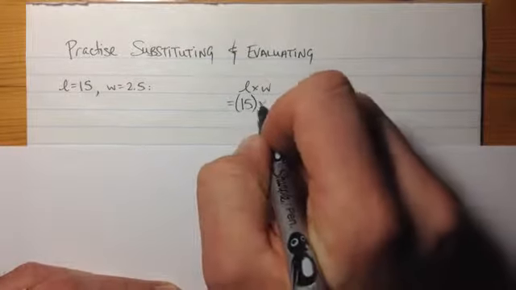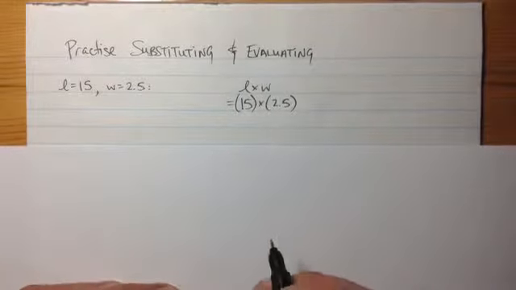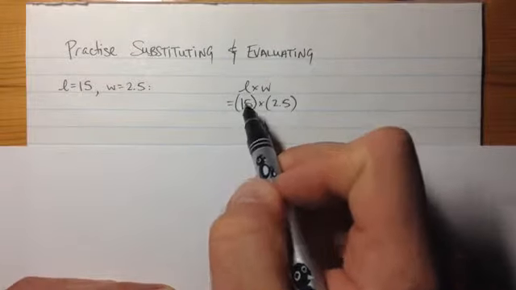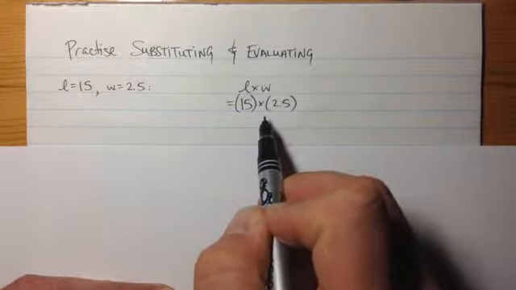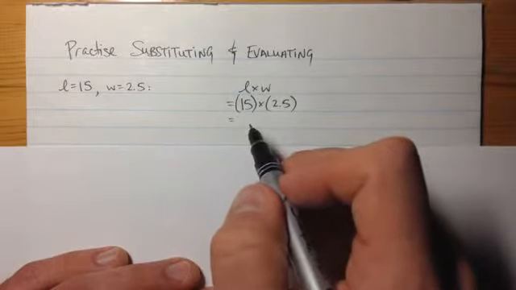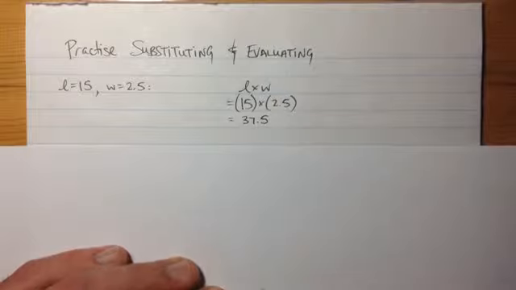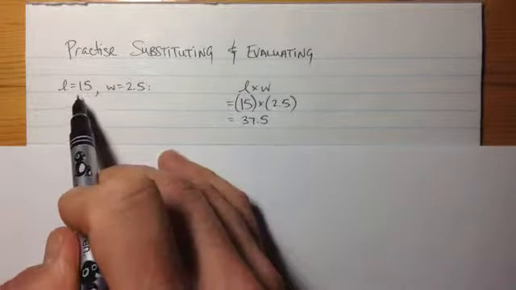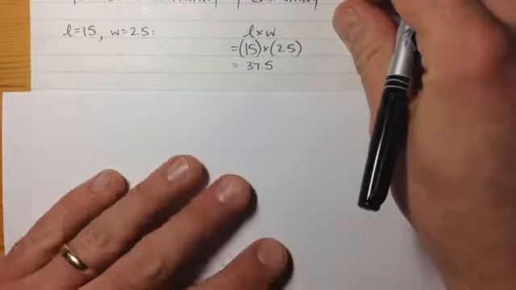The length is 15, and the width is 2.5. So those are the two values that I substituted, 15 for L, 2.5 for W. Notice I put it in brackets. That's going to save us a lot of trouble with negative signs later. And then we multiply those two values, and when you do, you're going to get the number 37.5. So the area of a rectangle with length 15 and width 2.5 is 37.5.